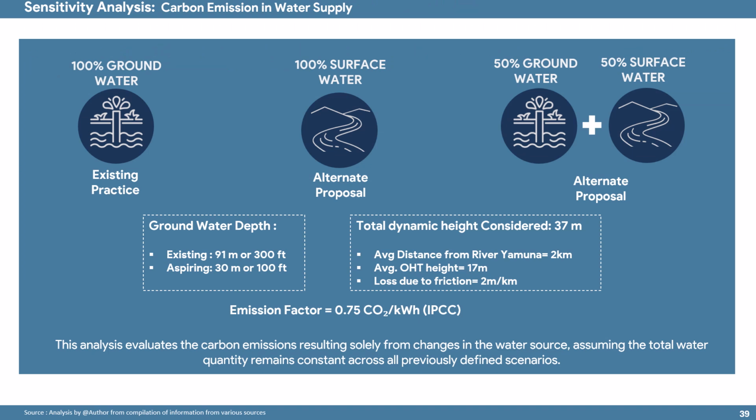Now, the three different sources are analyzed to find the optimal one having increased water supply yet minimal energy consumption. What if we use 100% groundwater? What if we use 100% surface water? What is electrical consumption and hence the carbon footprint? And what if we use both of these sources in 50-50 percentage? So the various emission factors and the various assumptions are taken as per IPCC, and it has been listed below.